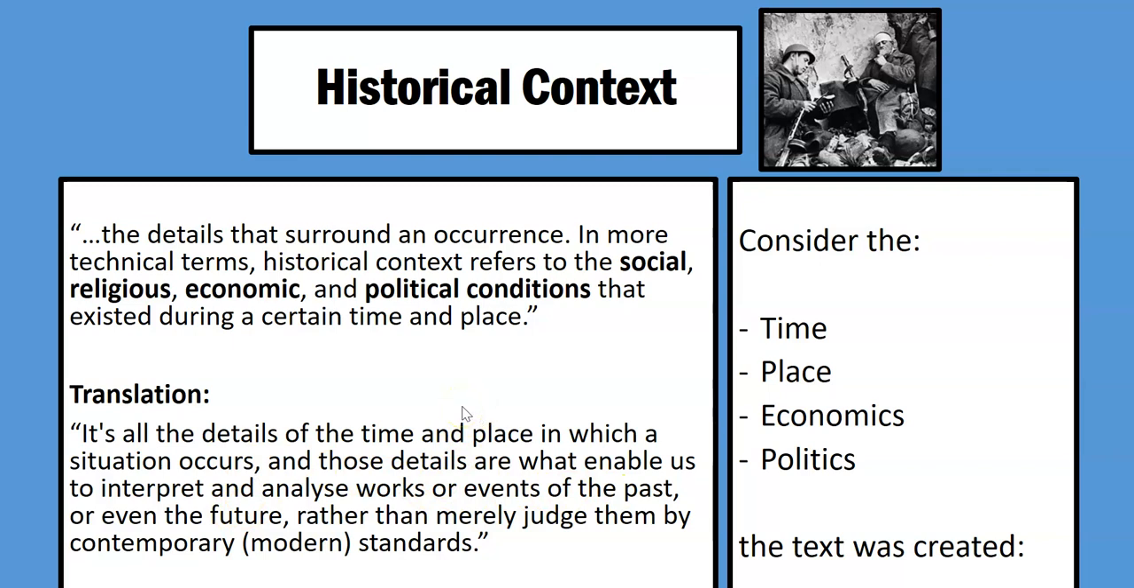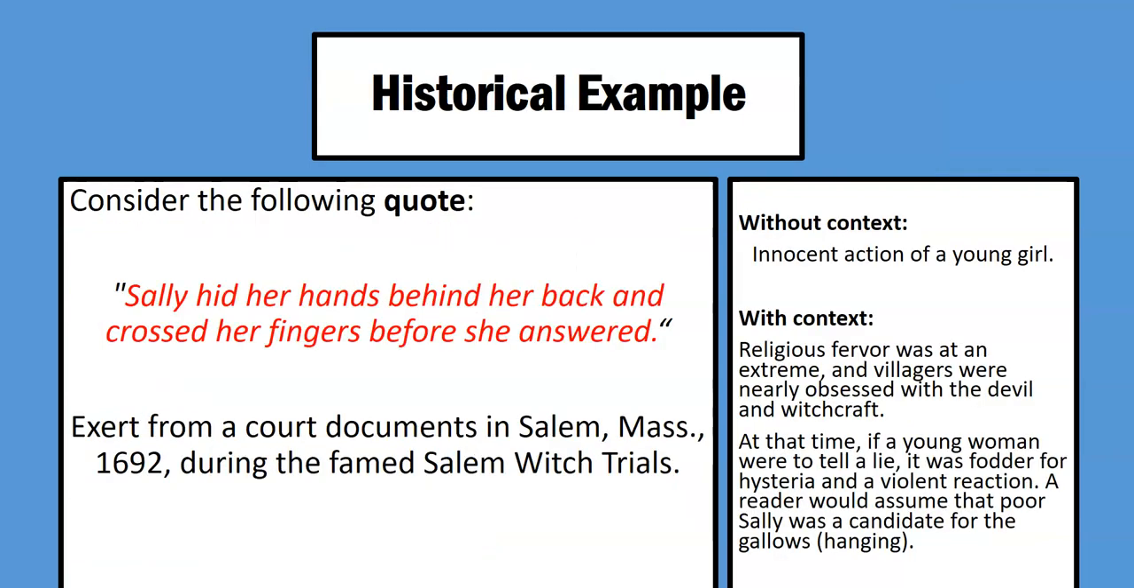So we would need to take into account why, if we were to look at a YouTube video from 10 years ago, why certain techniques or even social instances are not being referenced, because they either haven't existed yet or they're yet to be implemented. An example of historical, to be more specific, is that if we were to read this line, "Sally hid her hands behind her back and crossed her fingers before she answered," we would simply take that as a description of a young girl, as it says, holding her hands behind her back and crossing her fingers.